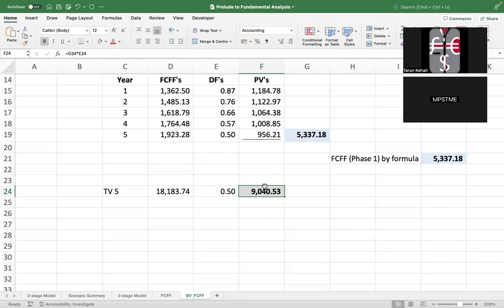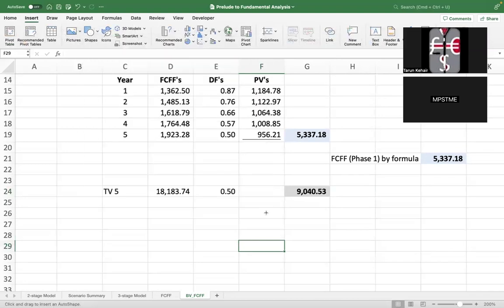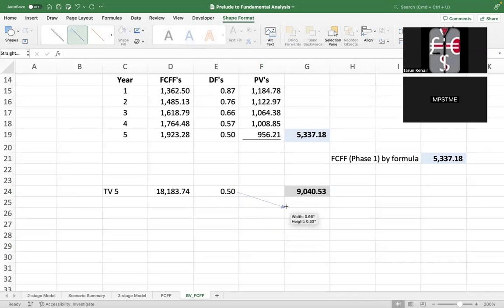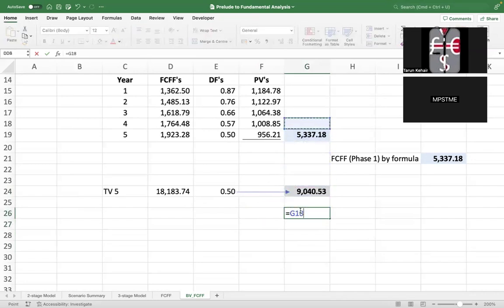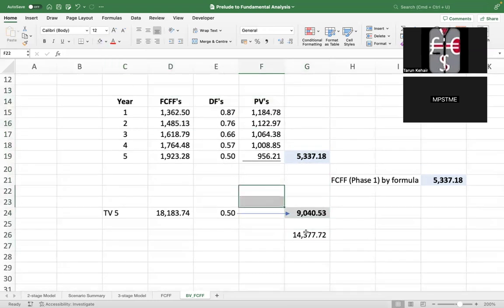So if you add both, you should arrive at the valuation of the business, which comes to be 14,377.72. Is that okay?